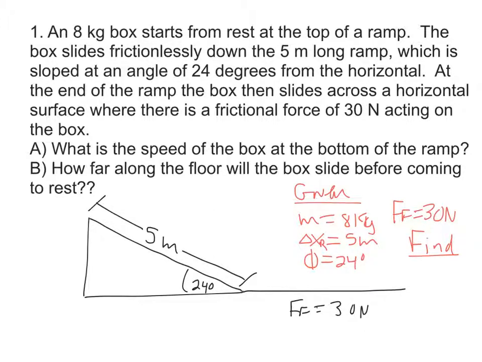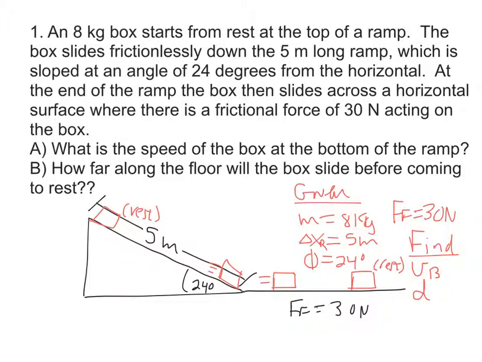Given all of that, we are looking for the speed at the bottom, so I'll call that the speed at B. And we're looking for how far the box will slide, I'll call that D, since we will be dealing with work. So on the picture, what's happening is you've got a box starting from rest. It slides, gets to the bottom of the ramp, gets over here, starts slowing down, and then comes to rest again.